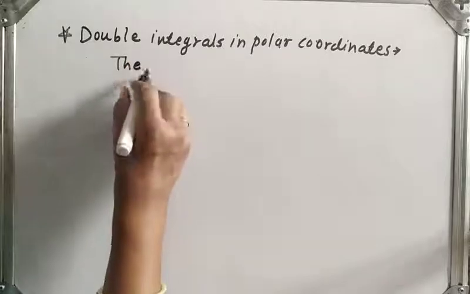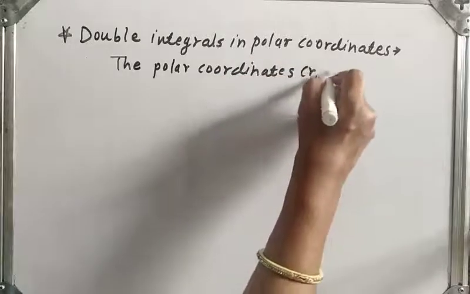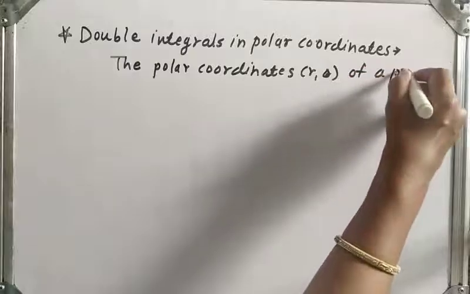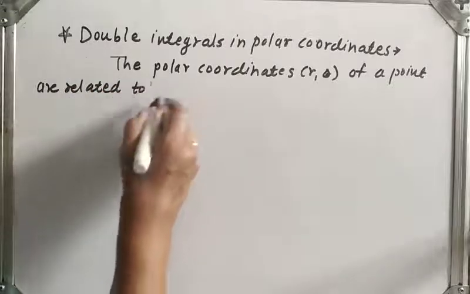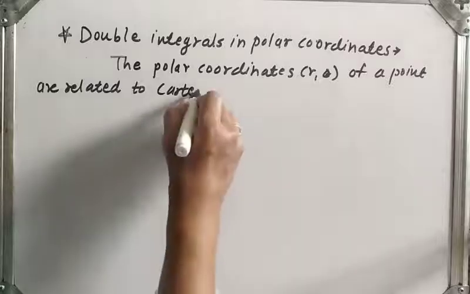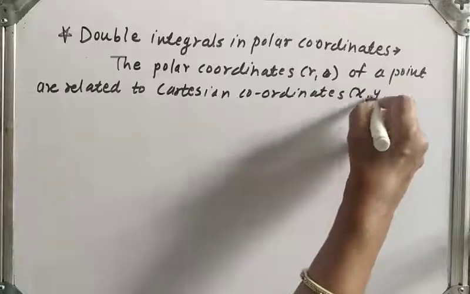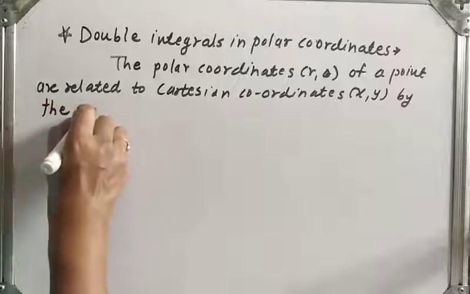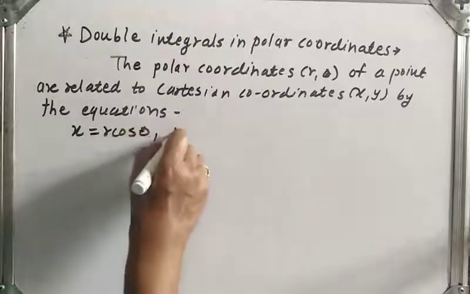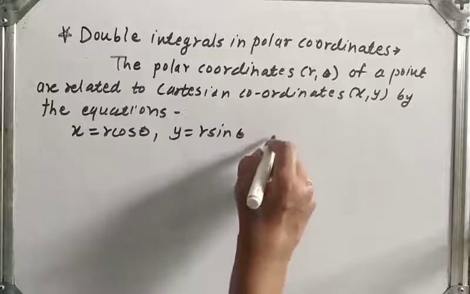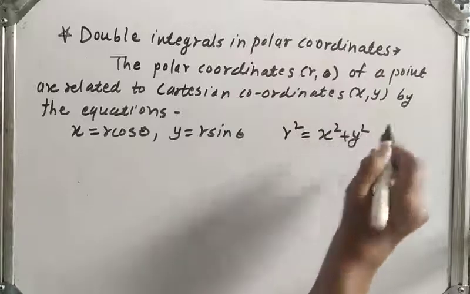The polar coordinates r, theta of a point are related to the Cartesian coordinates x, y by the equations x is equal to r cos theta, y is equal to r sin theta, and therefore from this r square is equal to x square plus y square.